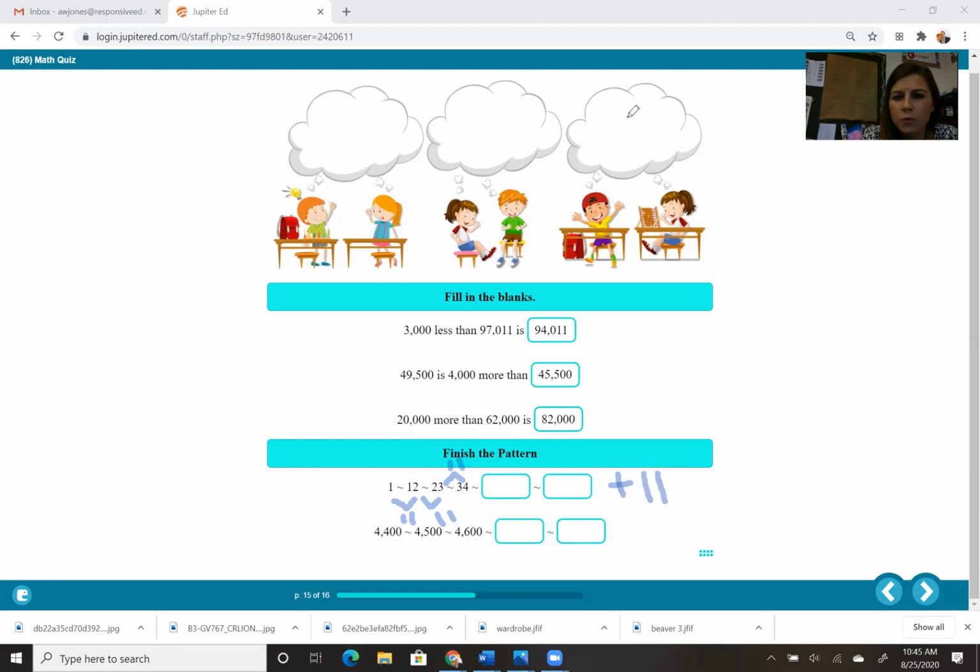Okay, now that we know the rule, we can complete the pattern. What is 34 plus 11? Well, 1 plus 4, 1 plus 3, it is 45. Now what's 45 plus 11? 5 plus 1 is 6. 4 plus 1 is 5. 56.